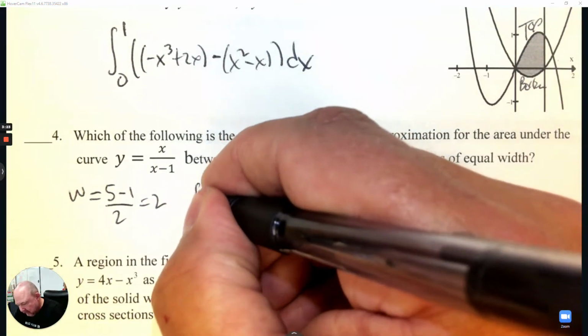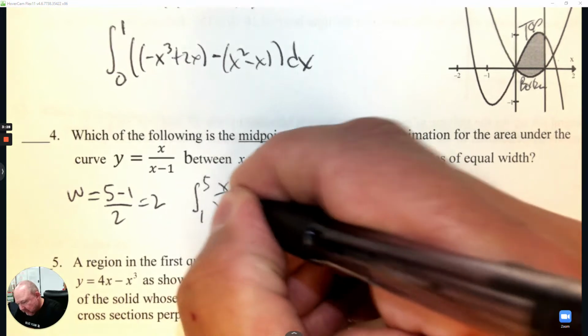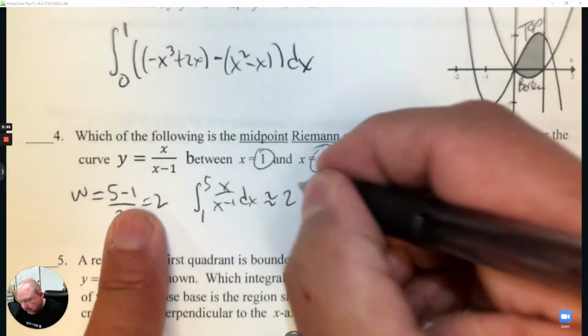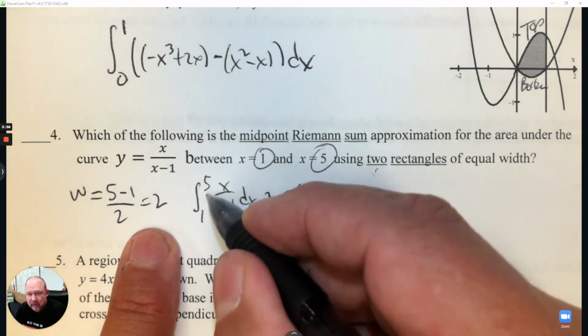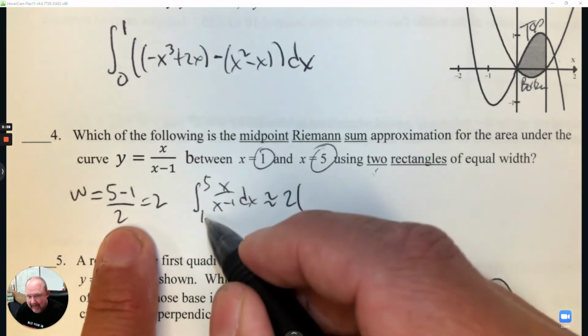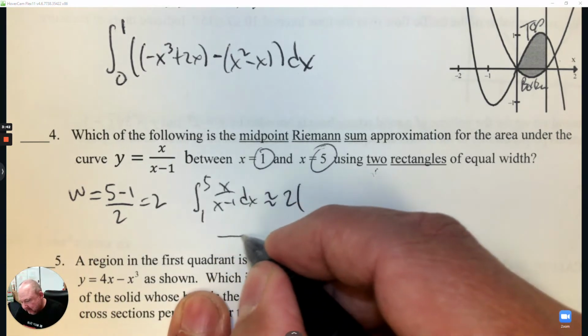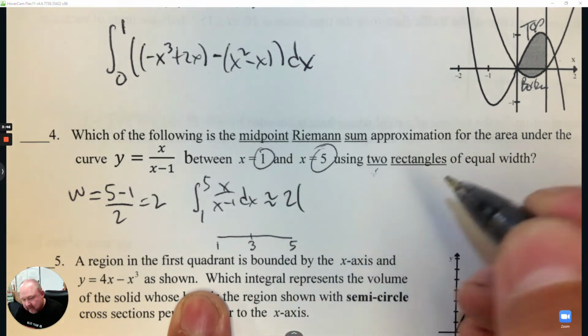Now, we're integrating from 1 to 5. x over x minus 1 dx. That's what we're doing. And the width is 2. Now it says use 2 rectangles, width of 2. So between 5 and 1, if the width is 2, add 2 to 1, and now the first one goes 1 to 3. Sometimes it's nice to have a visual. So it goes 1 to 3 and then to 5.